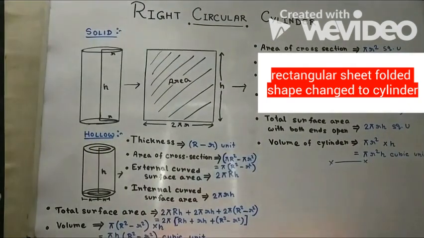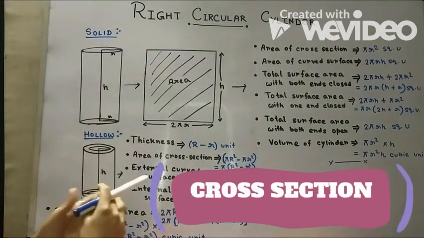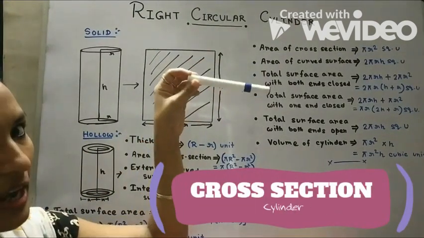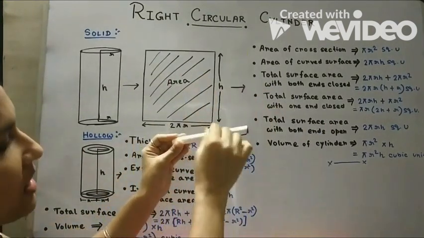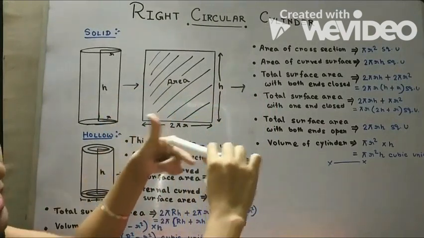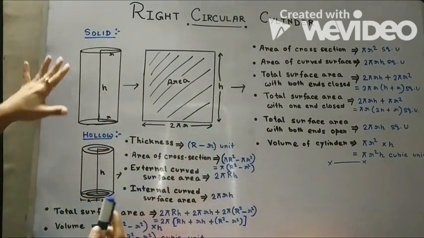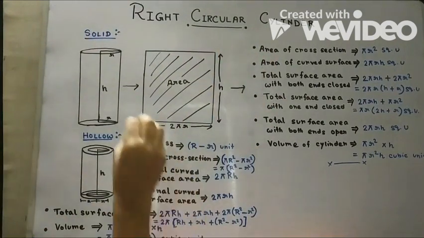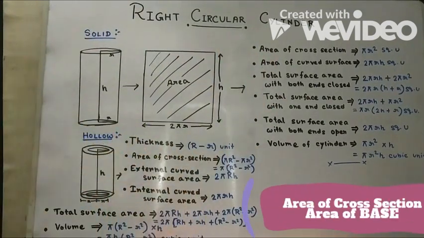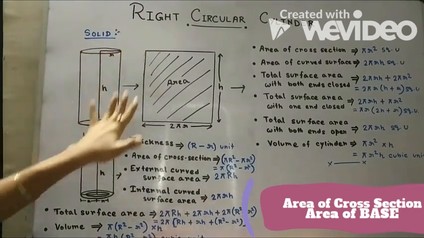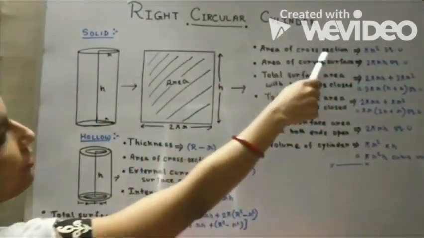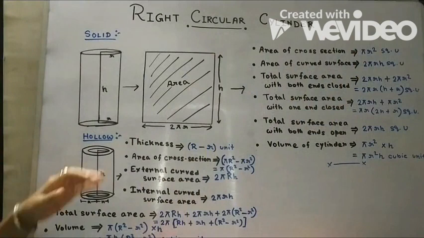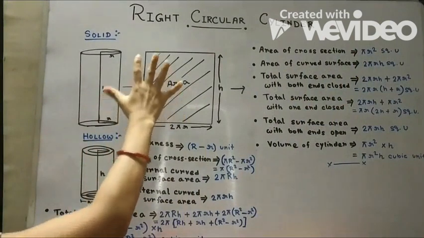Now the area of a cross section. What is a cross section? If we see this right circular cylinder and cut it like this, every section we get is a circular one. So the area of the cross section is actually the area of the base, which is pi r square unit. It's written over here. So the area of cross section is pi r square unit.